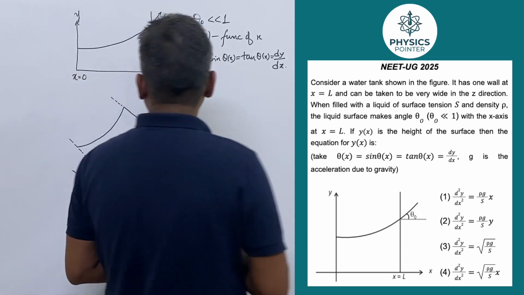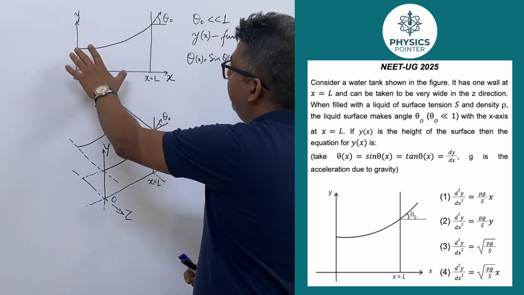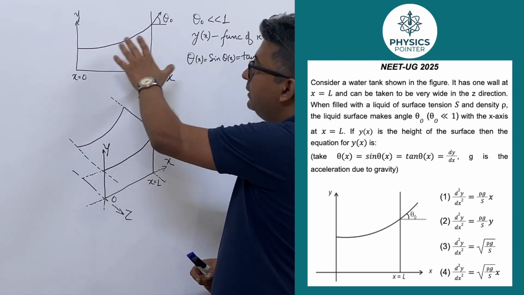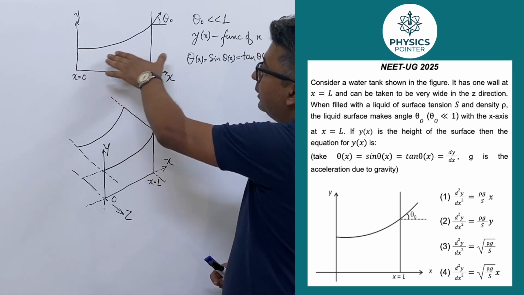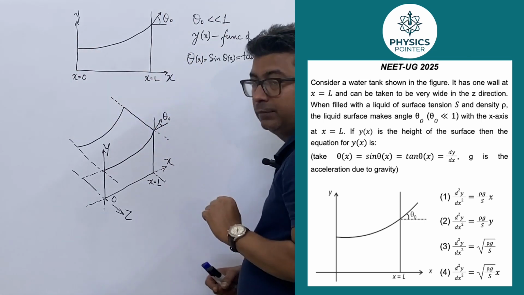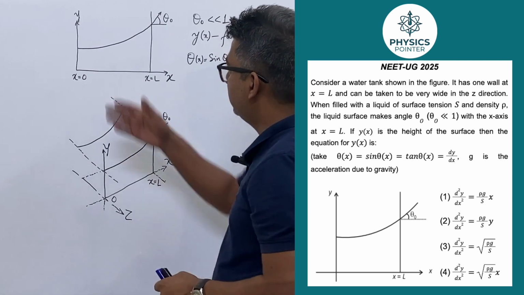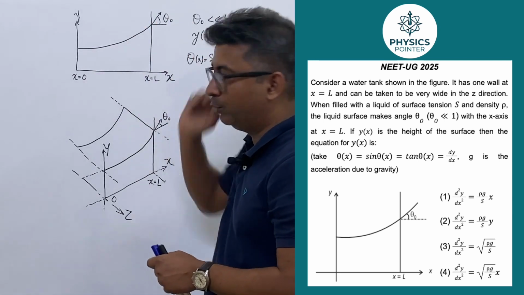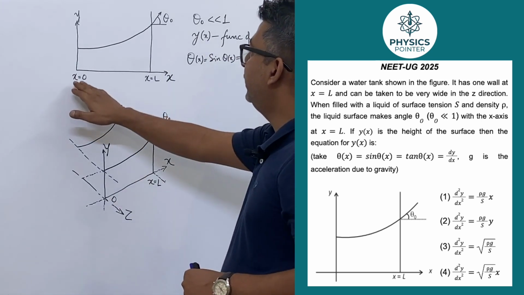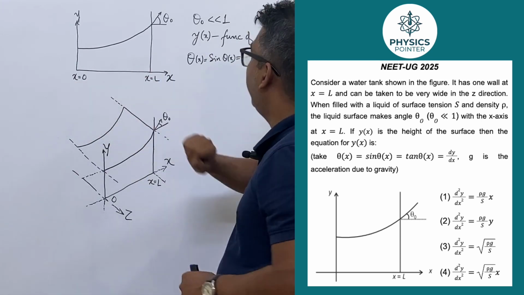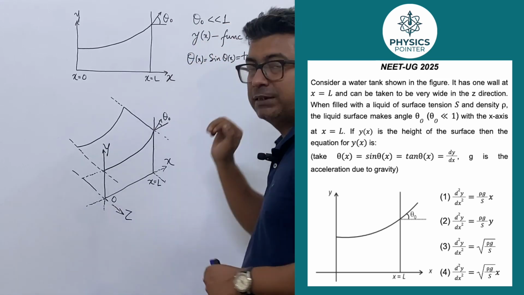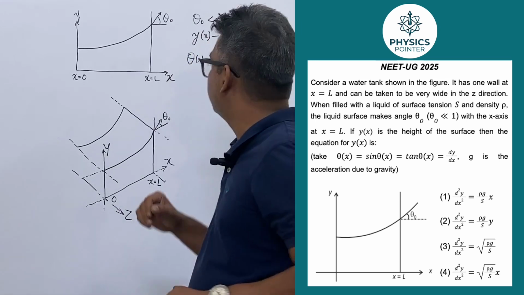The problem says that we have a reservoir and the liquid filled in the reservoir is forming a curvature at the wall. We know why it is happening. That is because of surface tension. So the surface tension is trying to pull it upward. And we have been given x equal to 0, x equal to L, theta naught is much less than 1, that means theta is very small.